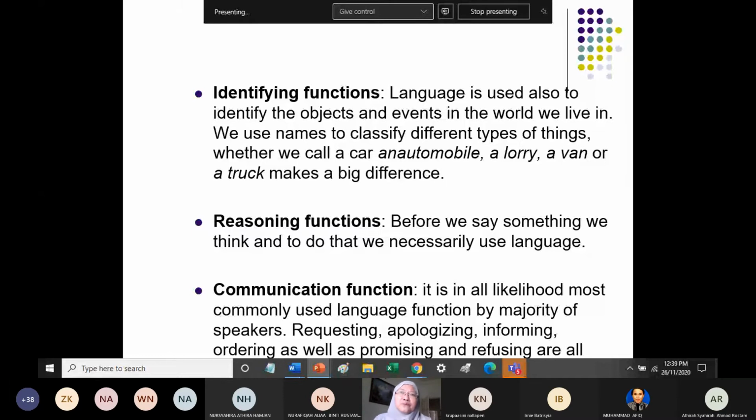So I want to call it my home. And then this is my abode. Abode is usually a bungalow or a condo. Very nice place, you know. So it depends. It will reflect. So, identifying function, reasoning function. Before we say something, we think and we use the necessary language.